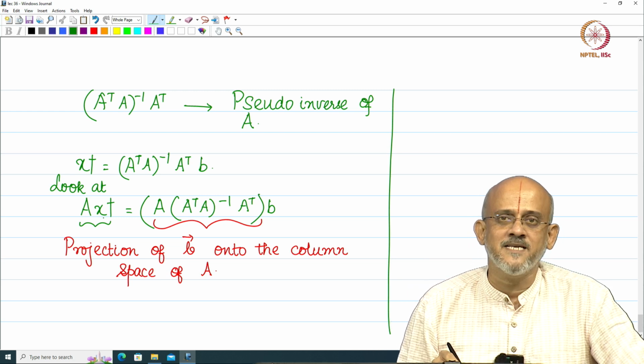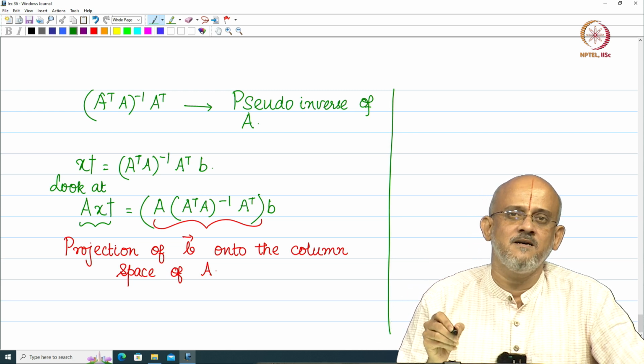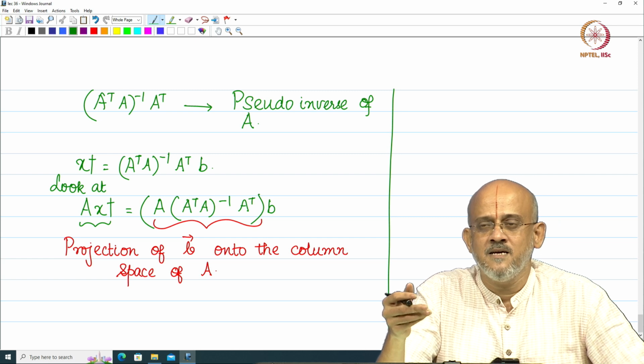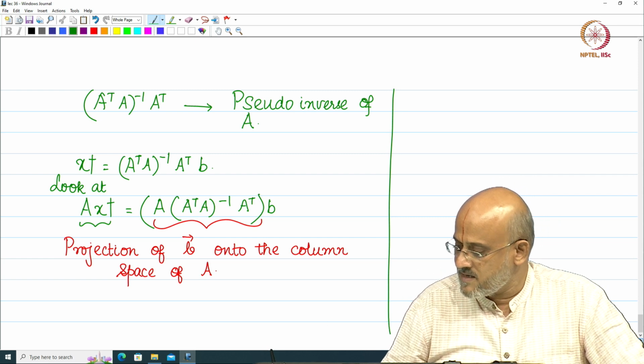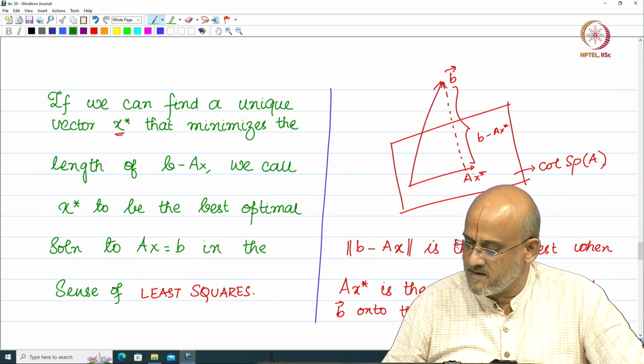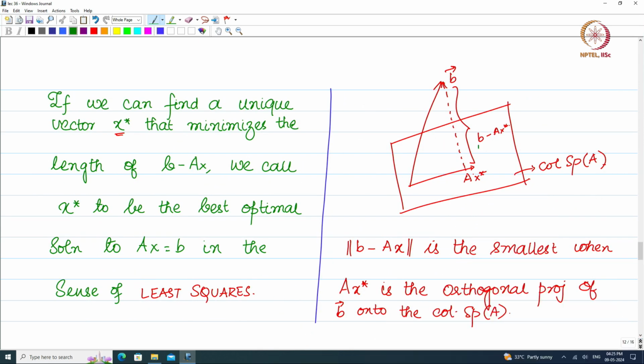AX dagger basically looks at the projection of B on the column space of A. If you look at the figure correctly, we see this is basically B minus AX dagger, let me put that.